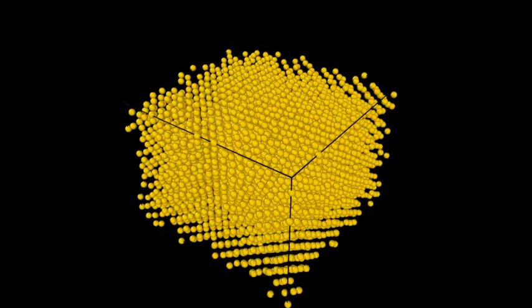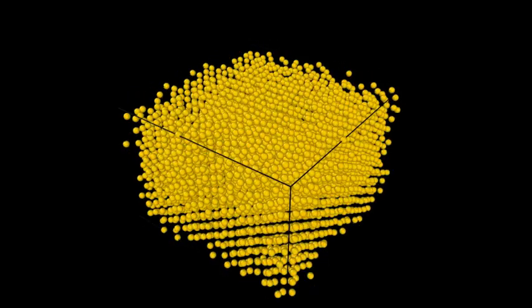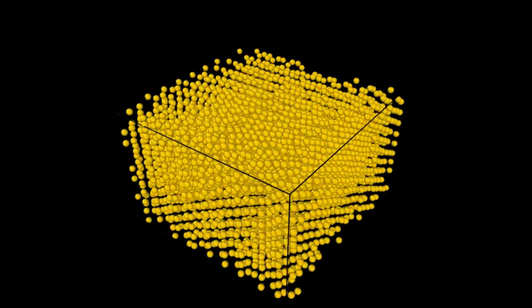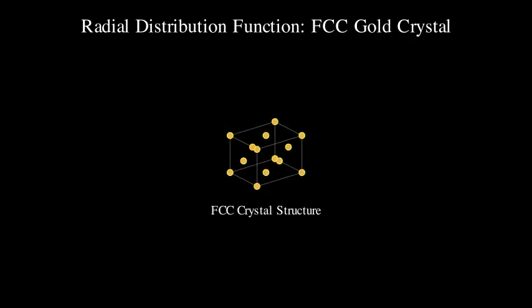So how do we know that what we're looking at now is a crystalline structure? We use the radial distribution function to quantify this. Here we have a unit cell of gold. It is a face-centered cubic crystal, meaning we'll find an atom at each corner and also on the center of each face of the cube.